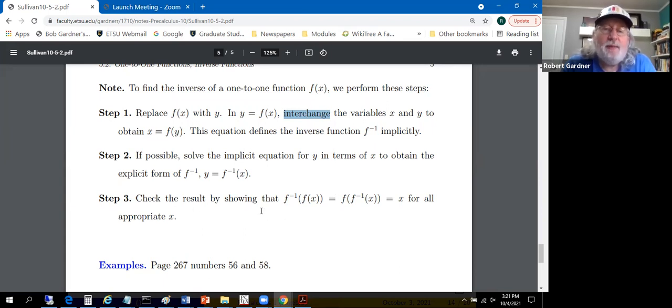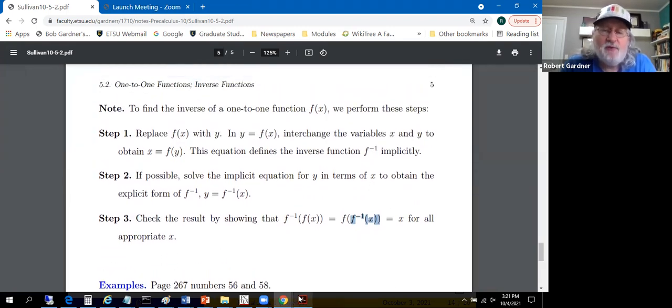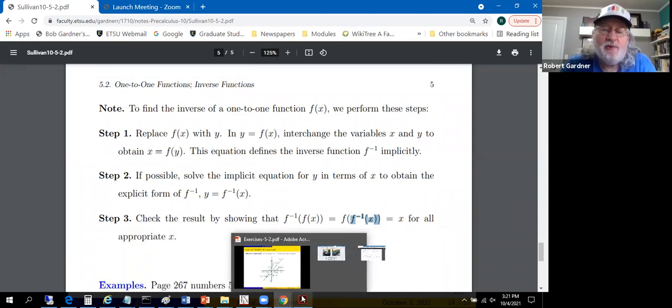And then as a third step, they have you simply check the answer by making sure the composition actually produces the value x for all appropriate x. The appropriate x in this first equation would be the x in the domain of f. The appropriate x in the second equation would be the x in the domain of f inverse of x. Okay, so let's do 3 examples to actually find these inverses and illustrate that.